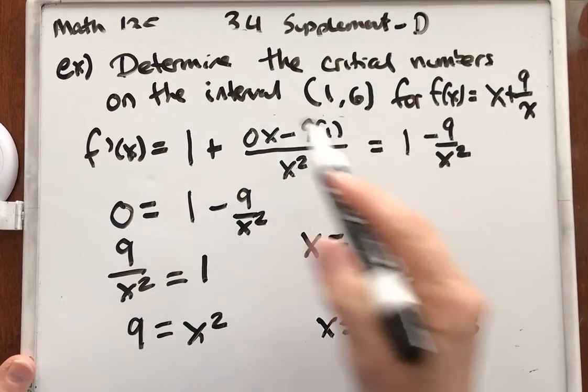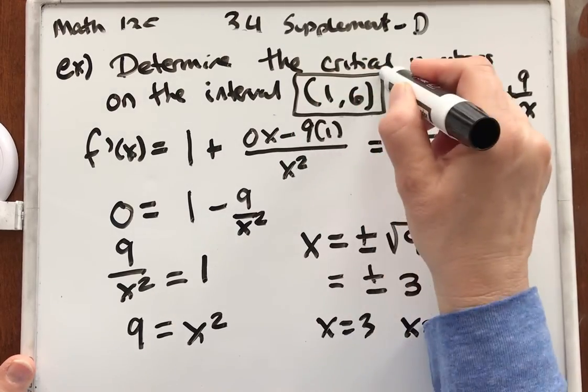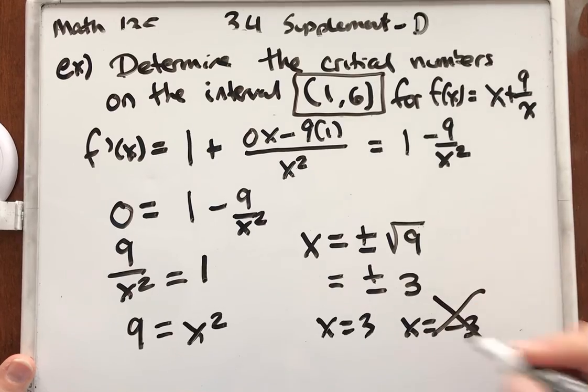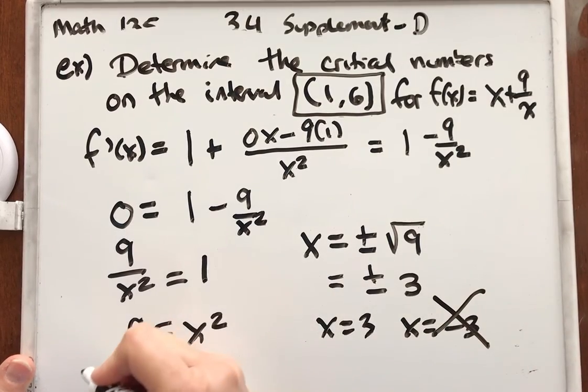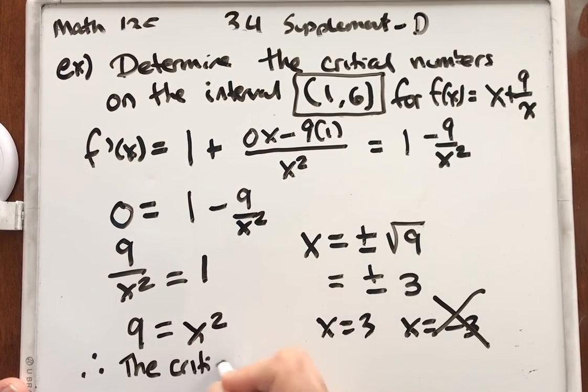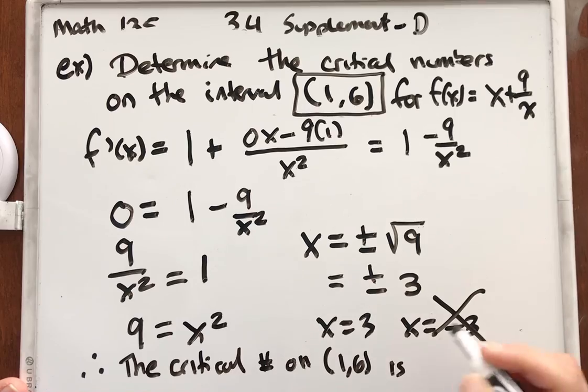We have x equals 3 and x equals negative 3. Here's the tricky part. Determine the critical numbers on the interval from 1 to 6. Negative 3 is not in the interval 1 to 6, so we don't even consider that. So our answer is going to be, that just means therefore in math, the critical number on the interval 1 to 6 is 3.